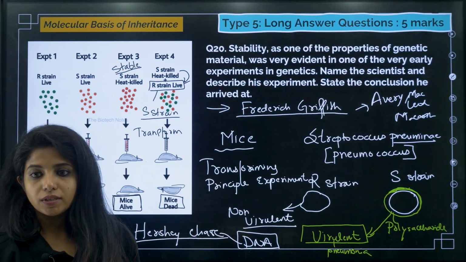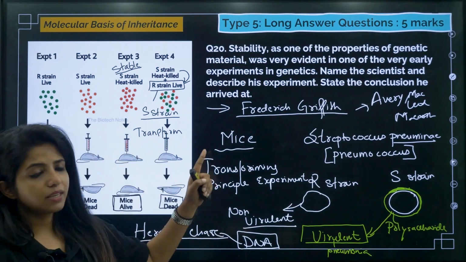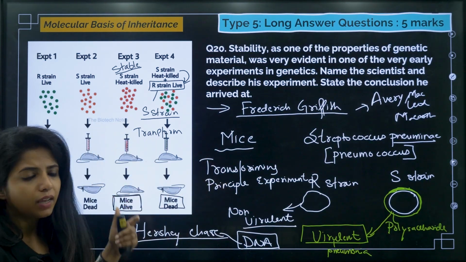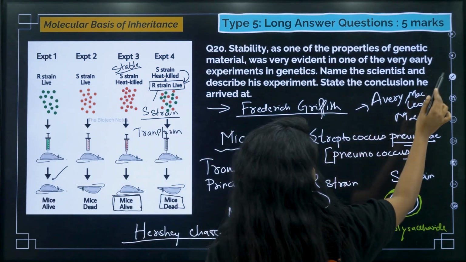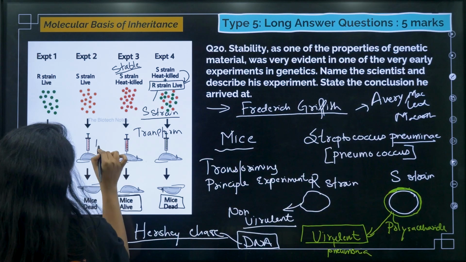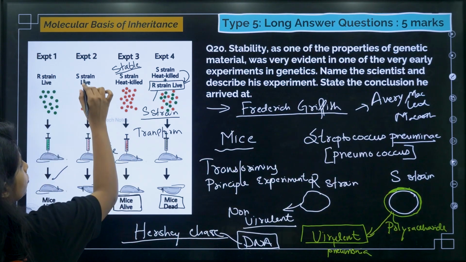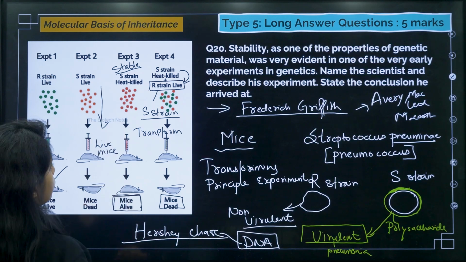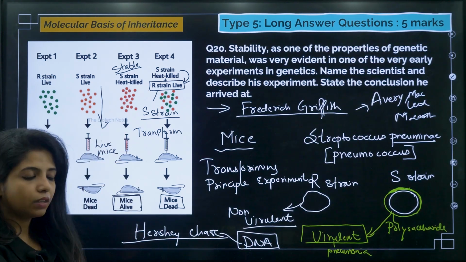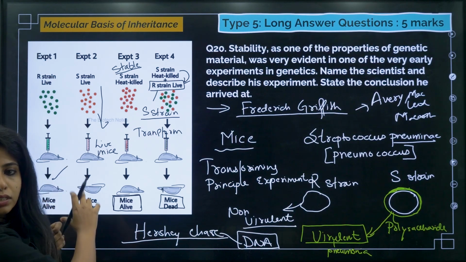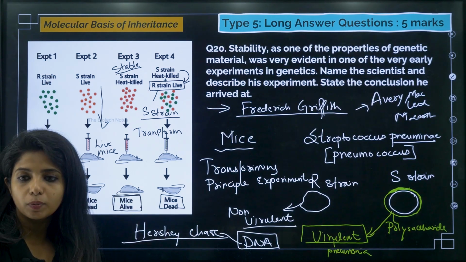So this was the experiment, children, and you have to explain it in a very nice way. In the written format, instead of drawing the mice, you can write live mice and dead mice. Over here you just put an arrow, rather than putting injection and everything, and explain it to them point by point. Case 1, this is the case. Case 2, this is the case. Case 3, this is the case. Case 4, just like that you have to explain.